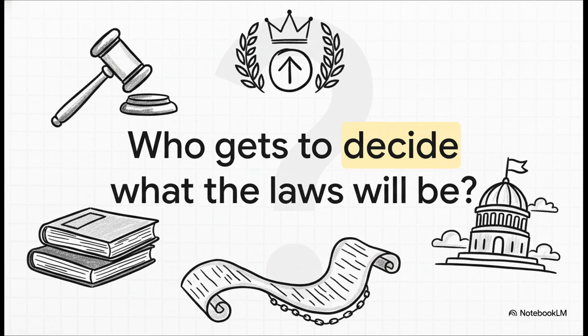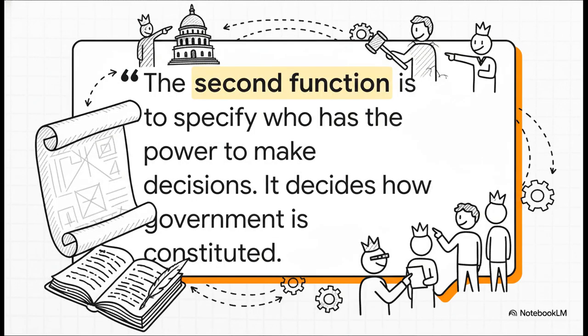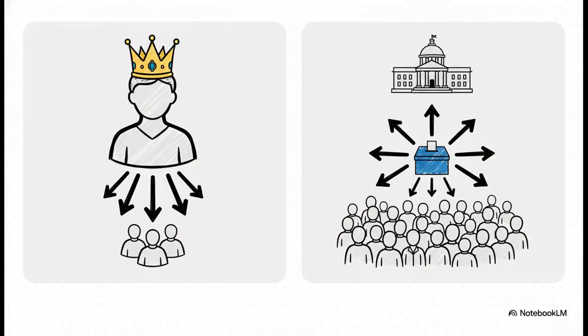This is one of the most fundamental questions any political system has to answer. And no surprise, the Constitution is what gives us the answer. It's the document that spells out exactly who has the power to make decisions. It literally decides how the government is going to be set up, or constituted. See? It's right there in the name. It's the blueprint for the whole structure of government, and this can look really different depending on the country.